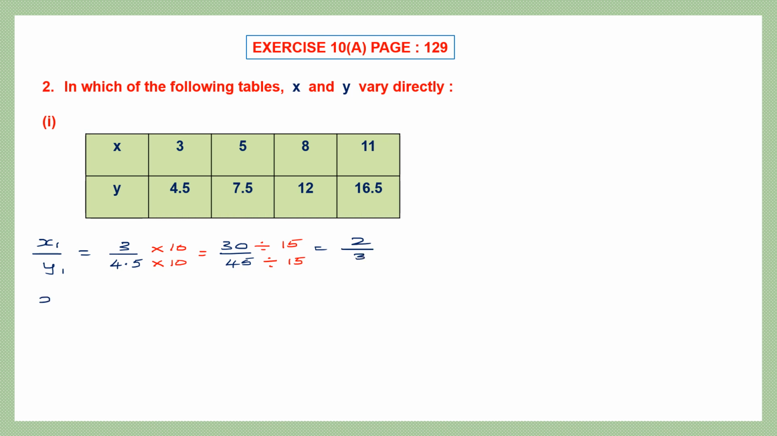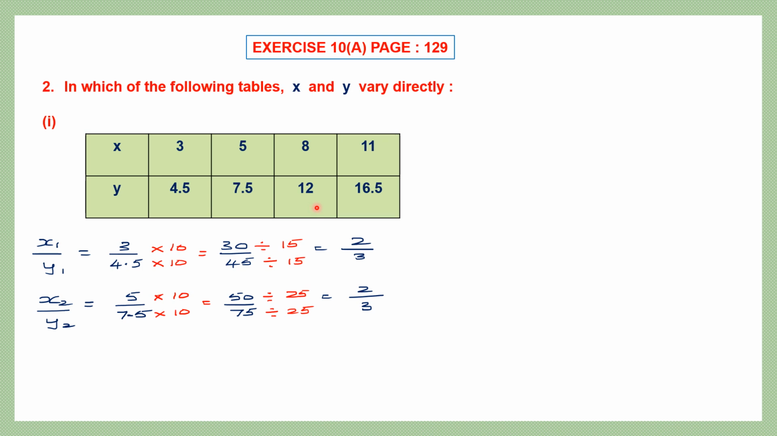Now let's take x2 by y2 and see what we get. So here we have 5 by 7.5. Again, let's remove the decimal point. Let's multiply it by 10, here also by 10. Now what do we get? We get 50 by 75. Now reduce it to the lowest term. Here in this case we can divide both by 25. So when you divide both by 25, what do you get? 25 twos are 50 and 25 threes are 75. So here also we've got 2 by 3.